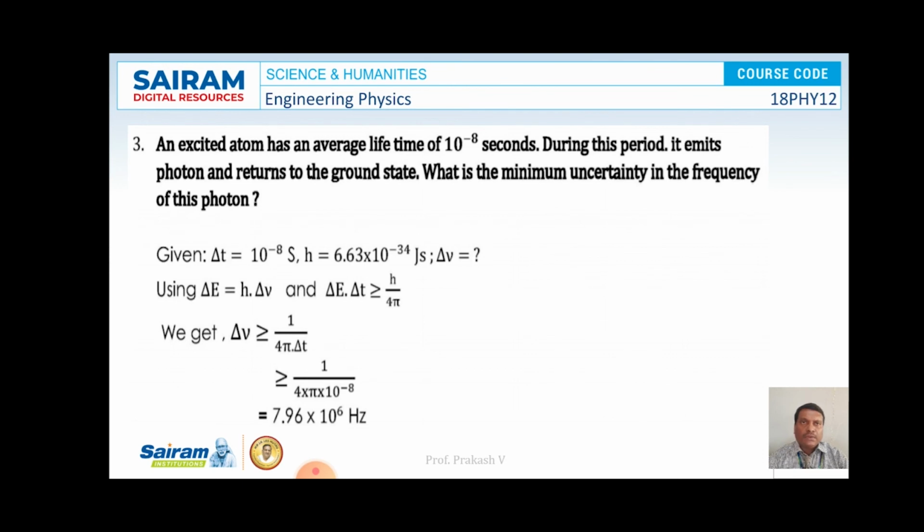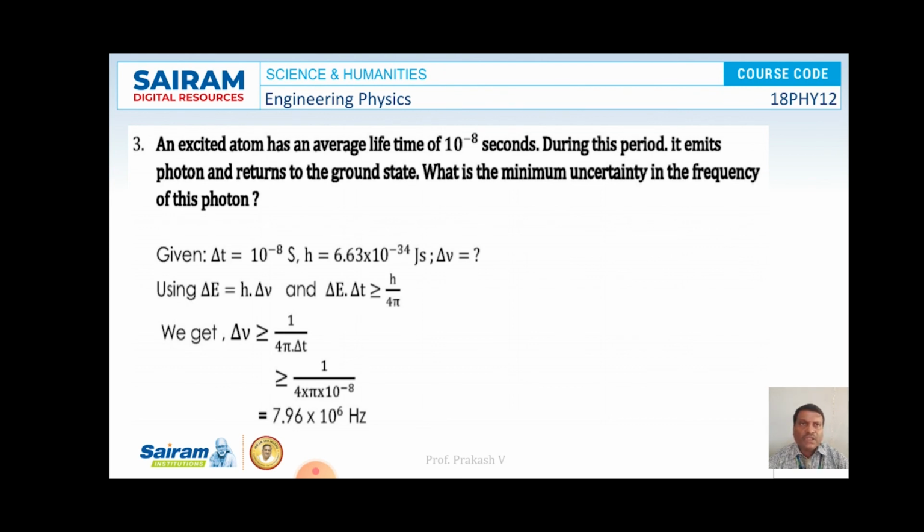So now problem number 3: an excited atom has an average lifetime of 10^-8 seconds. During this period it emits a photon and returns to the ground state. So what is the minimum uncertainty in the frequency of this photon? So given delta t is equal to 10^-8 second and h is 6.63 × 10^-34 joule second. So what is delta nu? The delta nu, the uncertainty in its frequency, has to be calculated.